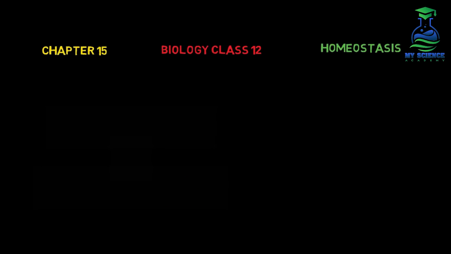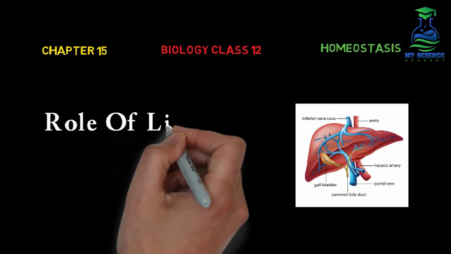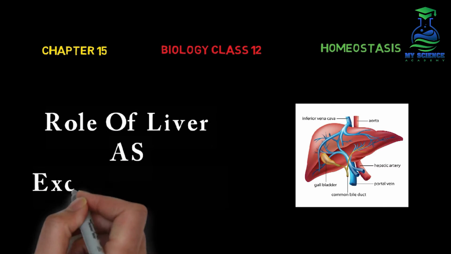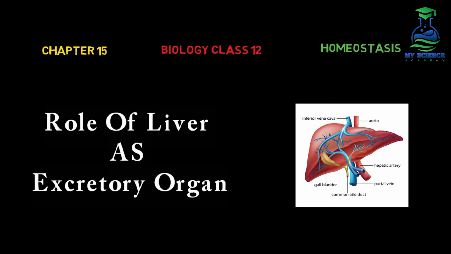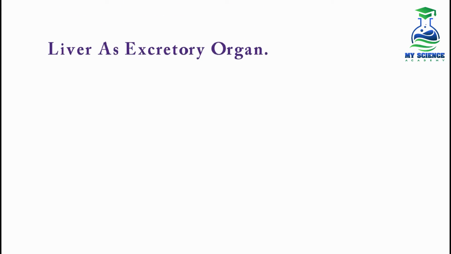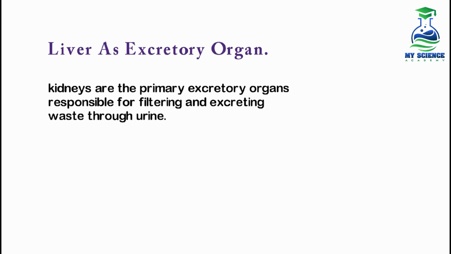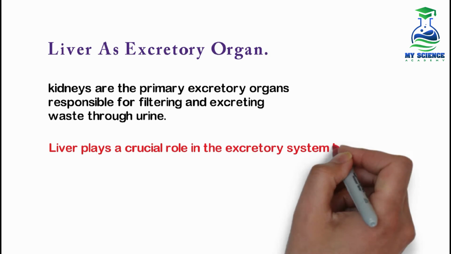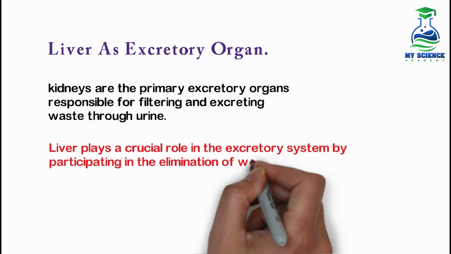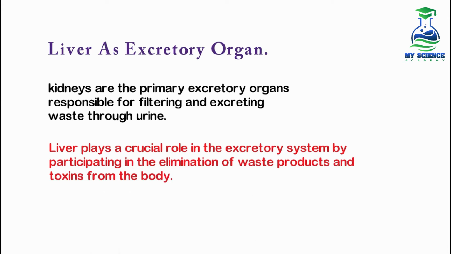Today in Biology 12 class, we will discuss the role of liver as excretory organ. Kidneys are the primary excretory organs responsible for filtering and excreting waste through urine, while liver plays a crucial role in the excretory system by participating in the elimination of waste products and toxins from the body.